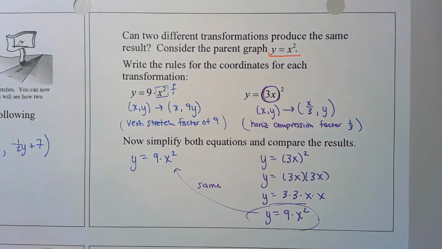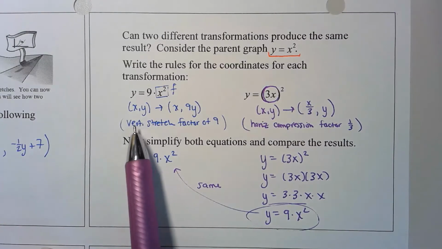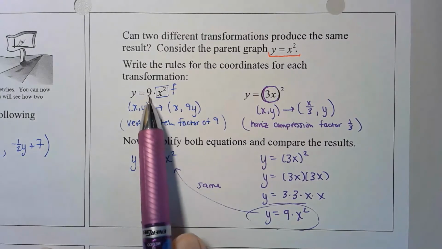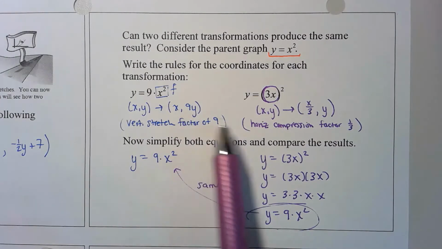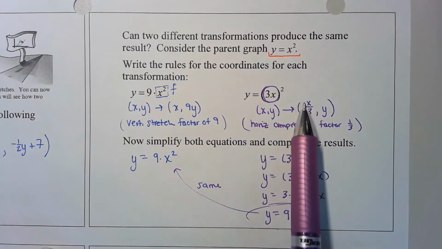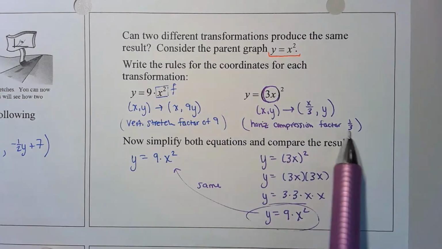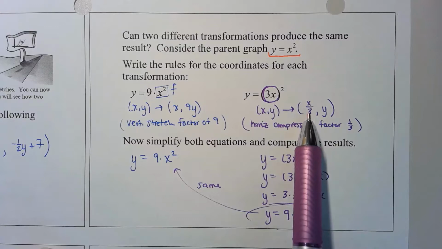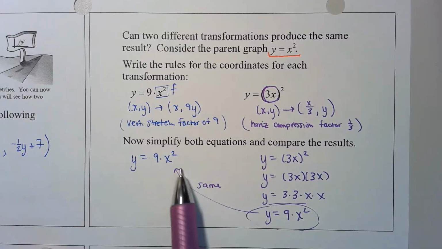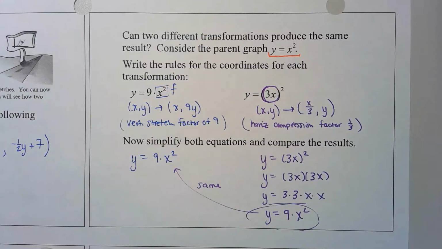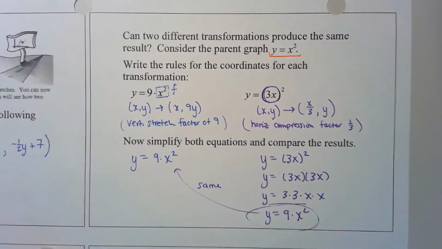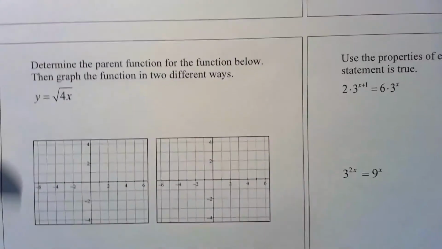So we could look at this two different ways, and it's really a personal opinion. We could consider this a vertical stretch. Do you want to multiply the y's by 9? Or would you prefer to look at it as a horizontal compression, dividing all your x's by 3? It will produce the exact same graph. These are equivalent transformations in this case. Okay? So let's take a look at this next one.